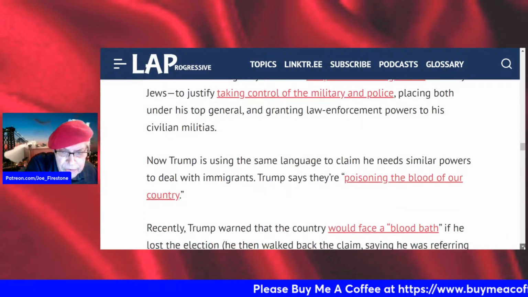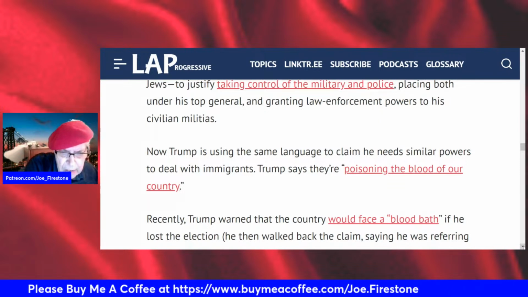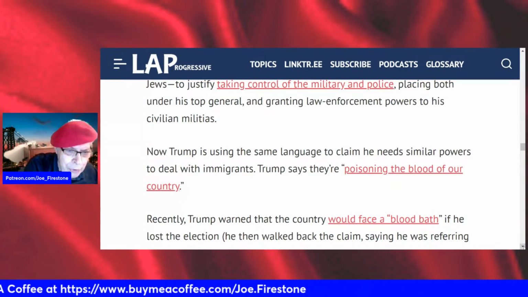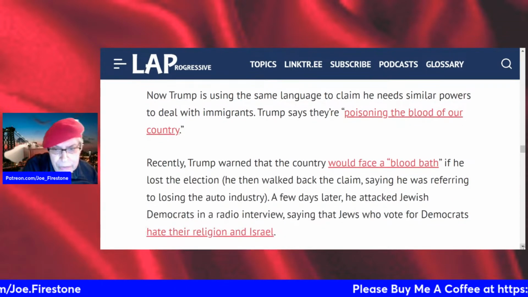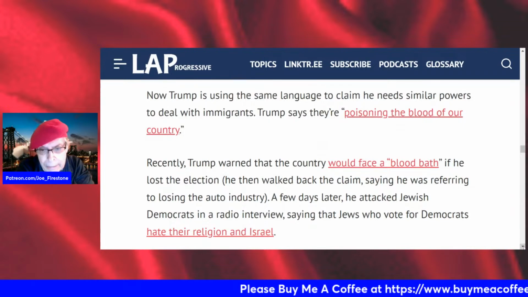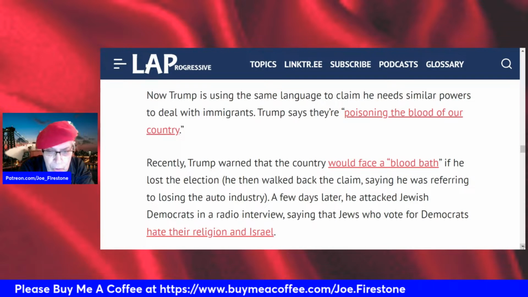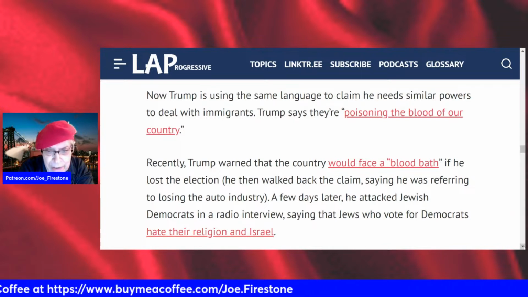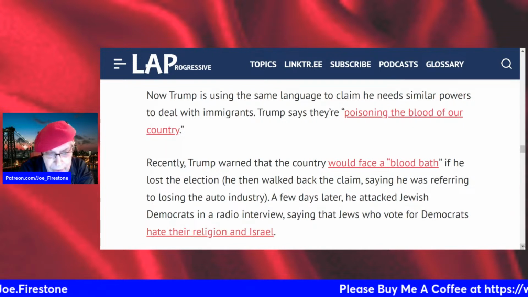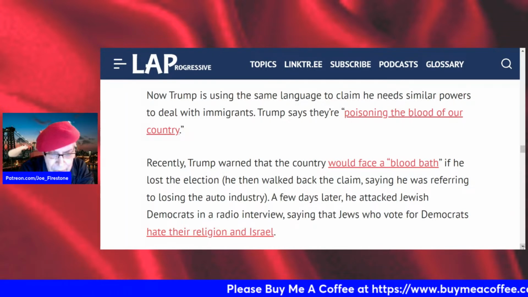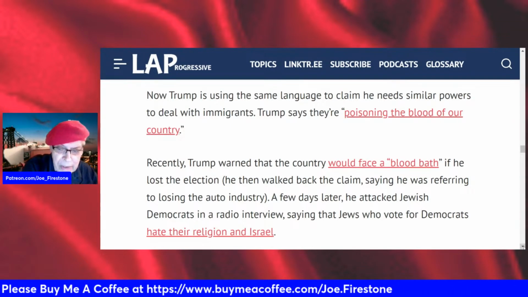Now Trump is using the same language to claim he needs similar powers to deal with immigrants. Trump says they're, quote, poisoning the blood of our country, unquote. Recently, Trump warned the country would face a, quote, bloodbath if he lost the election. He then walked back the claim, saying he was referring to losing the auto industry. A few days later, he attacked Jewish Democrats in a radio interview, saying that Jews who vote for Democrats hate their religion, and Israel.